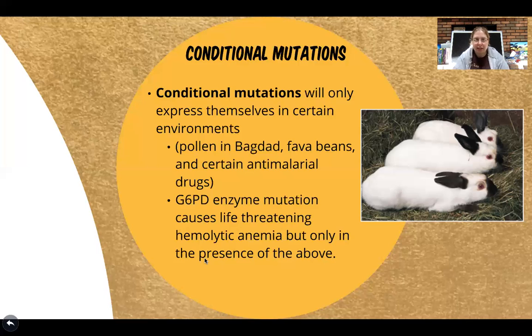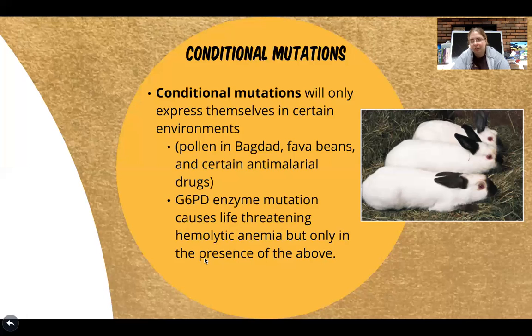Well, most of the time, if I have this mutation, I may not even know it because it's not going to be expressed. I don't live in Baghdad, so I'm not exposed to pollen from this particular plant. I don't eat fava beans. And as I live in Maryland, I don't really need to take any anti-malarial drugs. So since I'm not exposed to any of these conditions, I'm not going to see these potentially harmful effects of the mutation, because there's nothing to trigger it and cause it to be expressed.